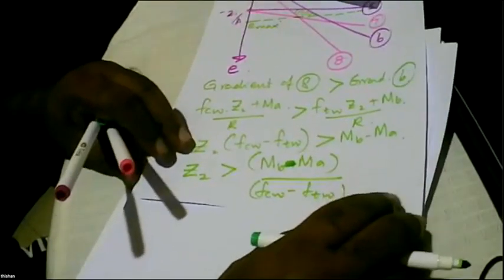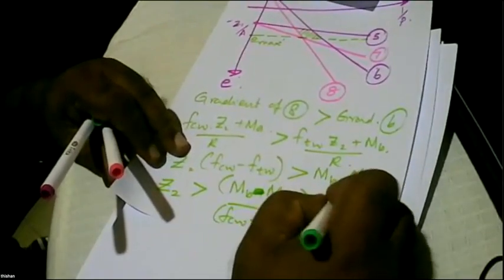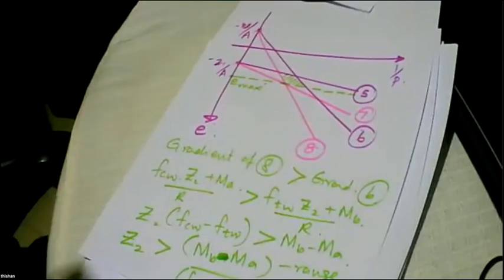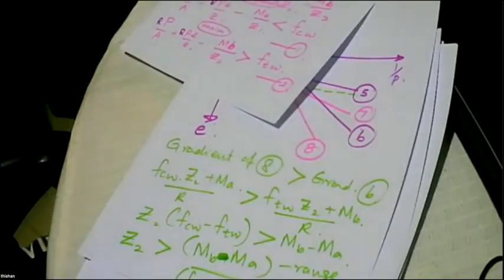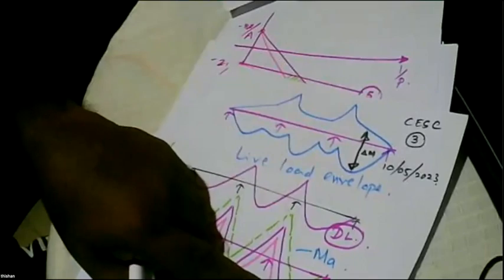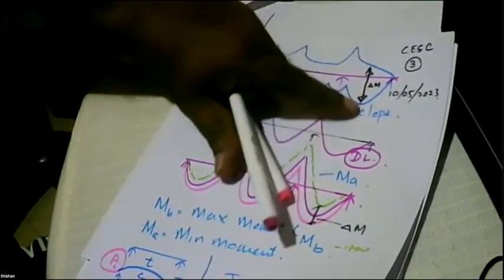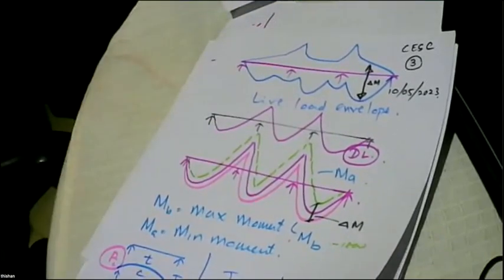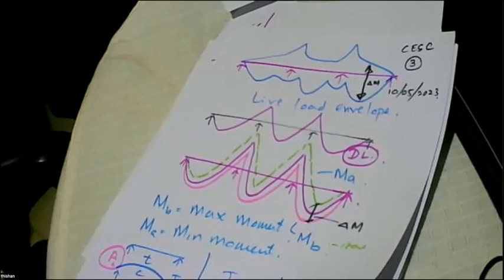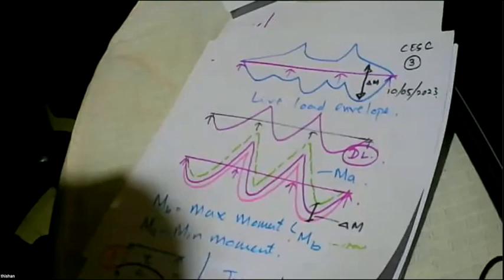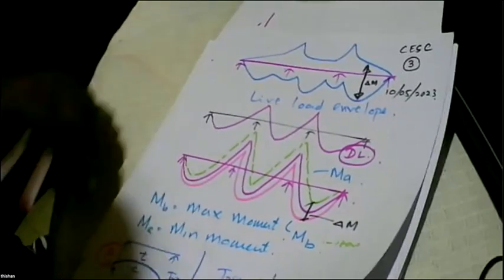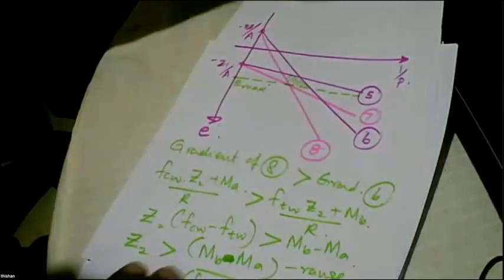Z2 should be greater than MB minus MA, which is the range of moment. And how do we get the range of the moment? We get it from the bending moment envelope. This is the range of the moment, the same range here, same range here. So basically the live load bending moment envelope will decide the range. And here you can see the section required does not depend on the dead load, but rather depends on the range of the moment. Is that clear? Yes, sir. Right. Okay.